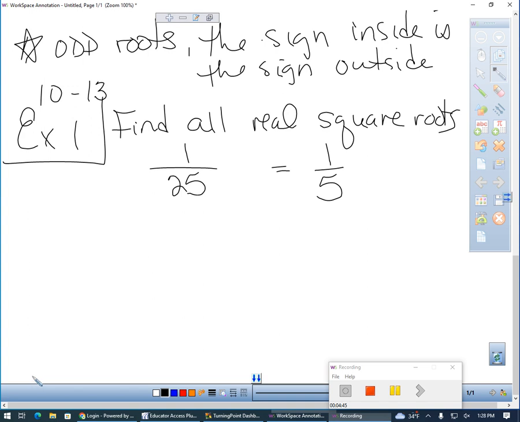Starts as a fraction and finishes as a fraction. What if I give you this? 0.0017. This starts with a decimal. What is the answer, Logan? 0.04.